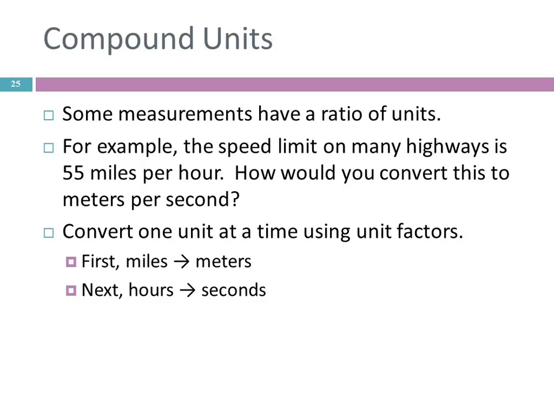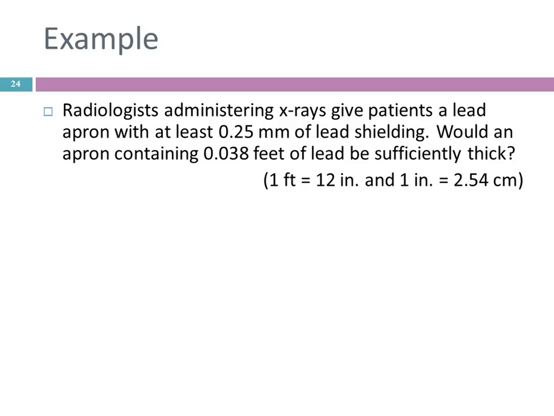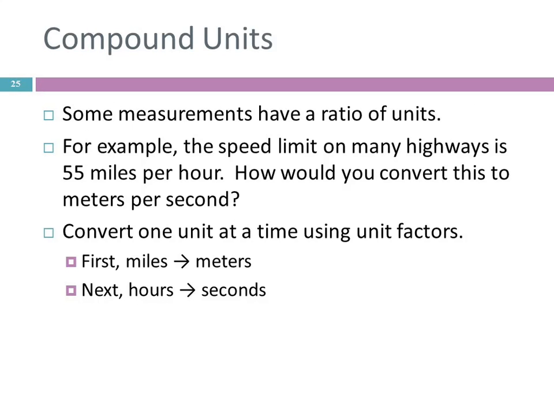We need a break. Are you guys feeling pretty okay with this whole unit analysis thing? Yeah? Okay, so I'm not going to do this example, and we're going to pause right here and take a break. Compound units. Some measurements have ratios of units, and this would be things like a speed, like the speed limit on the highway is 55 miles per hour. This is a ratio of units, miles per hour.